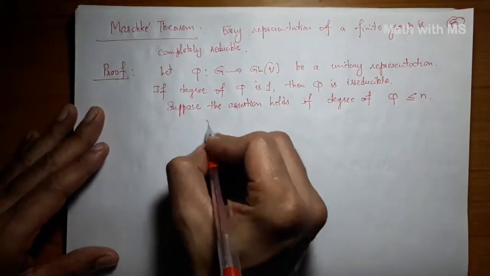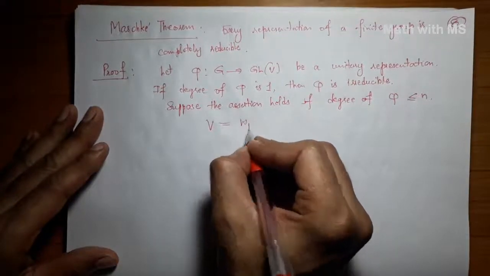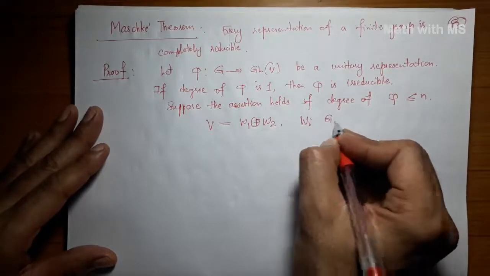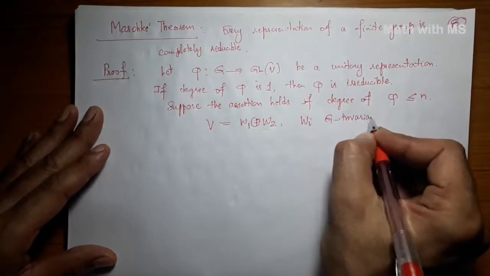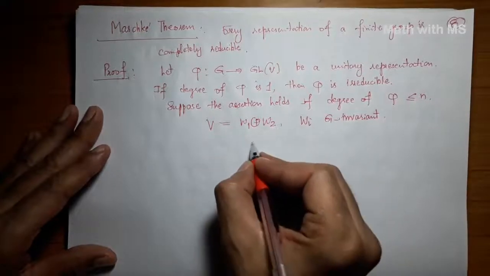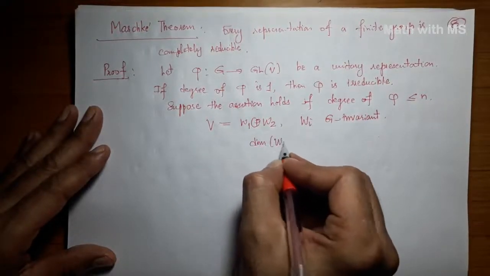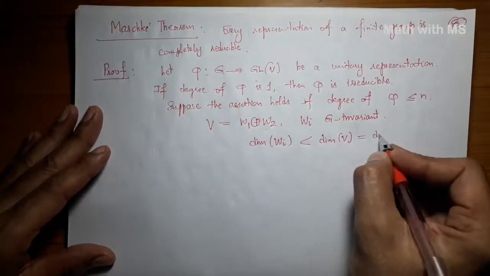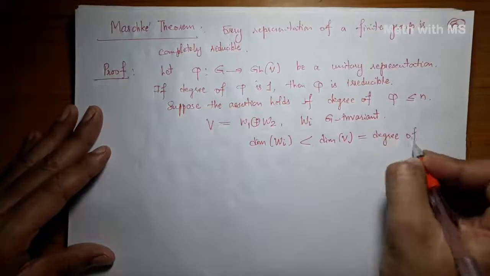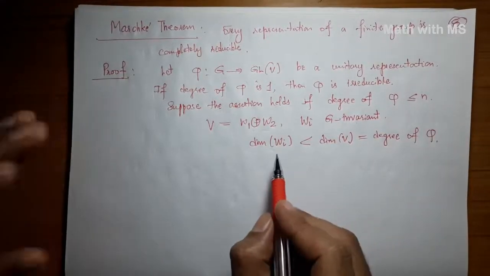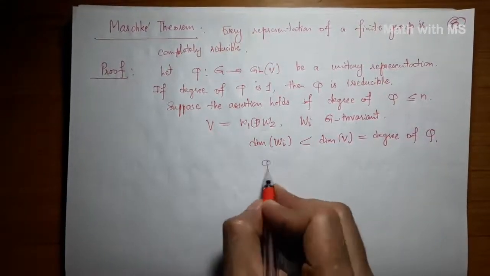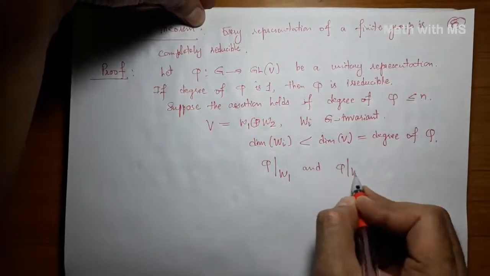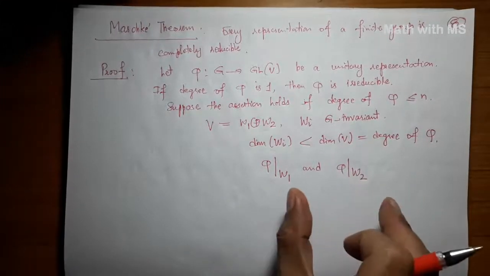Therefore, your space V can be written as a direct sum of two proper G-invariant subspaces W1 and W2. Each of them is proper, therefore the dimension of each Wi is strictly less than the dimension of your vector space V, which is the degree of phi. So by the induction hypothesis, phi restricted to W1 and phi restricted to W2 are completely reducible.